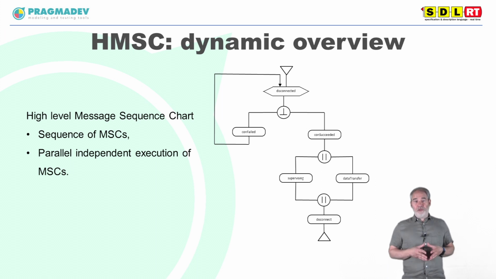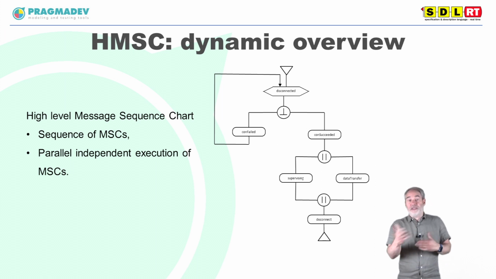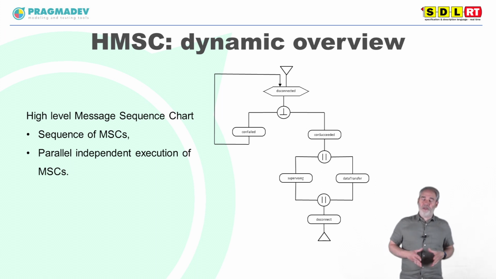In this example, the system starts and is in the disconnected global state. Then the system goes to either a failed connection attempt scenario or a successful connection attempt scenario. These are references to detailed MSCs. In this case, it is one scenario or the other. Let's say it succeeded. The supervising and the data transfer scenarios are next and executing in parallel until the system disconnects.